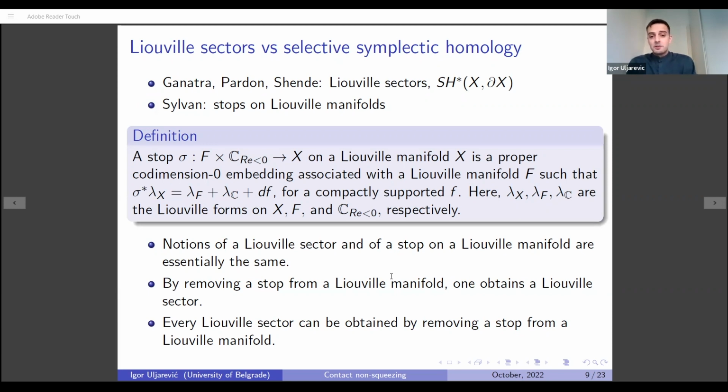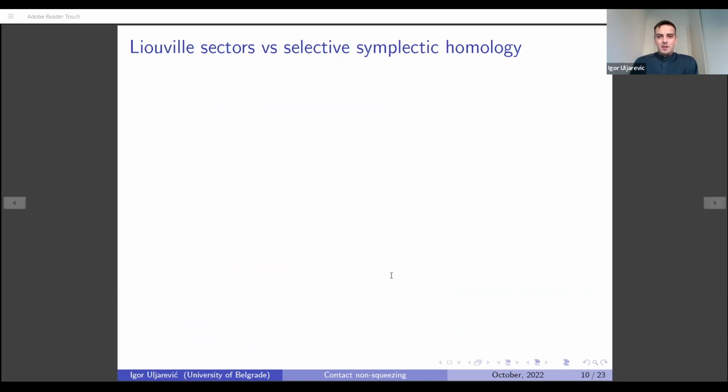Now, a Liouville sector has a cylindrical end, just like Liouville manifolds, and it should not be confused with its boundary. And symplectic cohomology of a Liouville sector is basically, we take Floer cohomology of a Hamiltonian whose slope tends to infinity over that conical end. So you can see that selective symplectic homology has the same flavor as the symplectic cohomology for a Liouville sector.